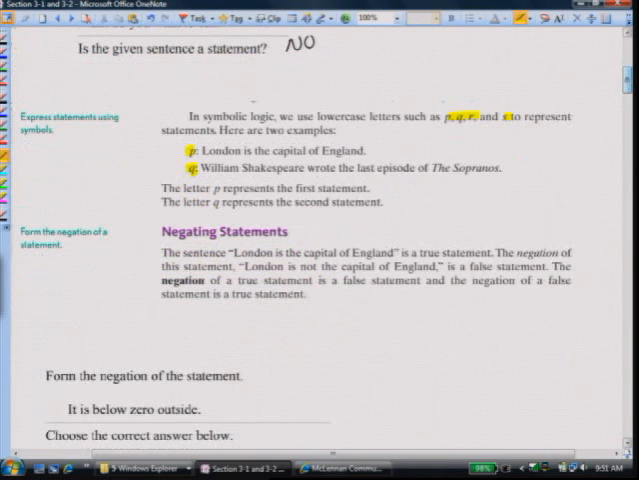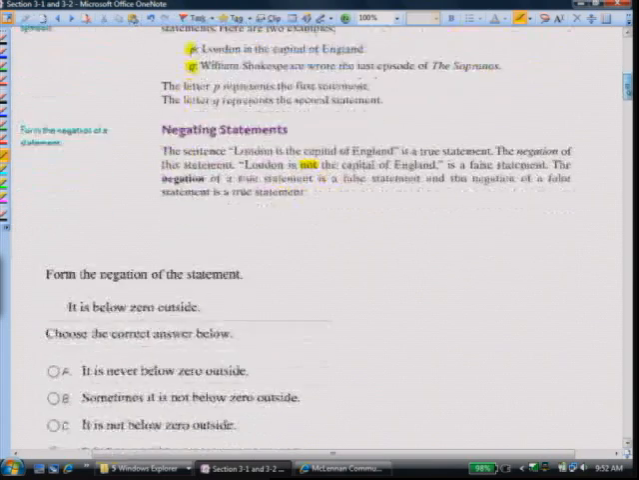Now, what we like to do is negate statements. The sentence, London is the capital of England, is a true statement. If we want to make that a false statement, then we just put the not in there. London is not the capital of England. That would be a false statement. So the negation of a true statement is a false statement, and the negation of a false statement is a true statement. So just a little language.